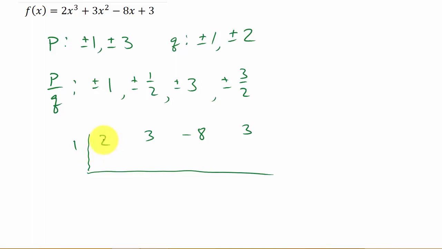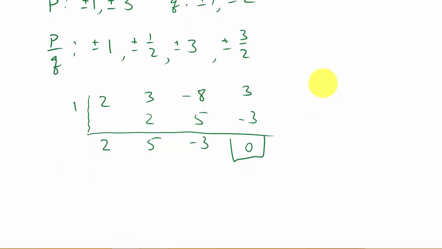So remember, synthetic division: bring the 2 down, multiply, add, multiply, add, multiply, add. And remember, that's your remainder. And if you get a remainder of 0, then that means 1 is a factor. Okay, so there you go. We have one of the zeros. It's 1.